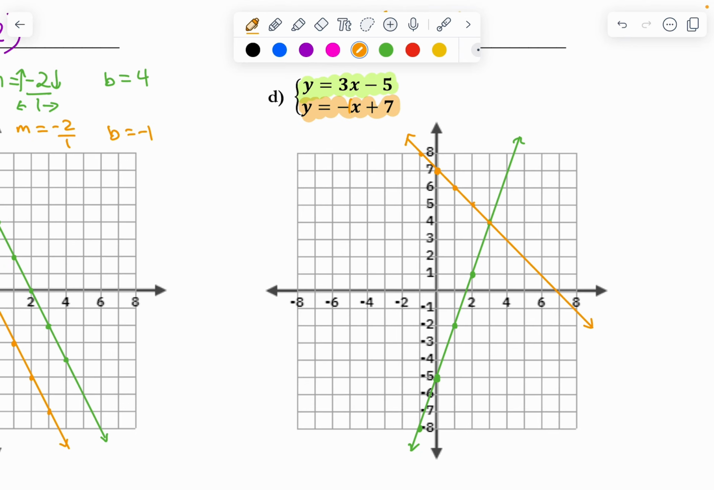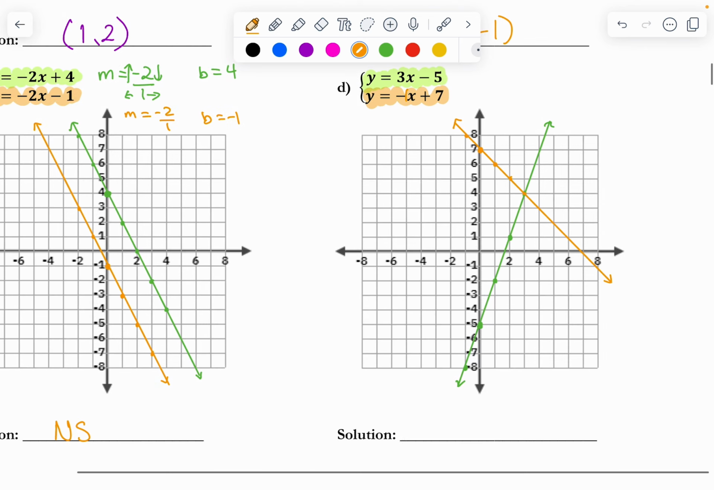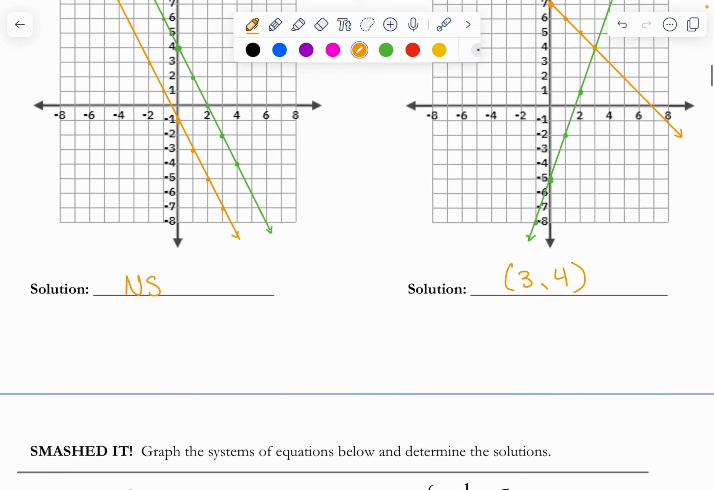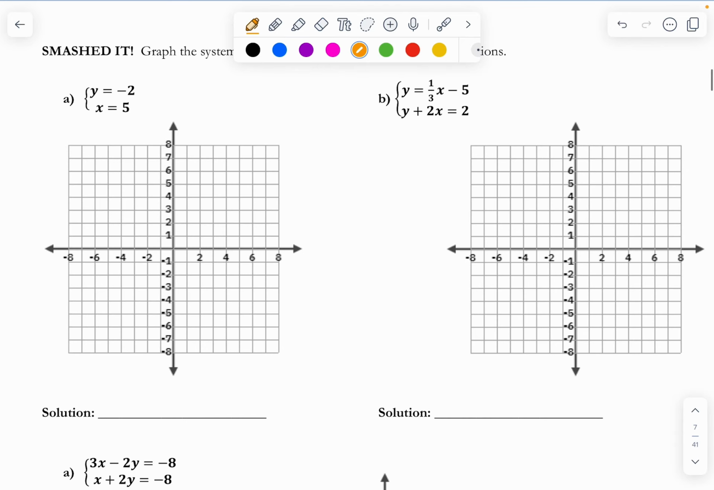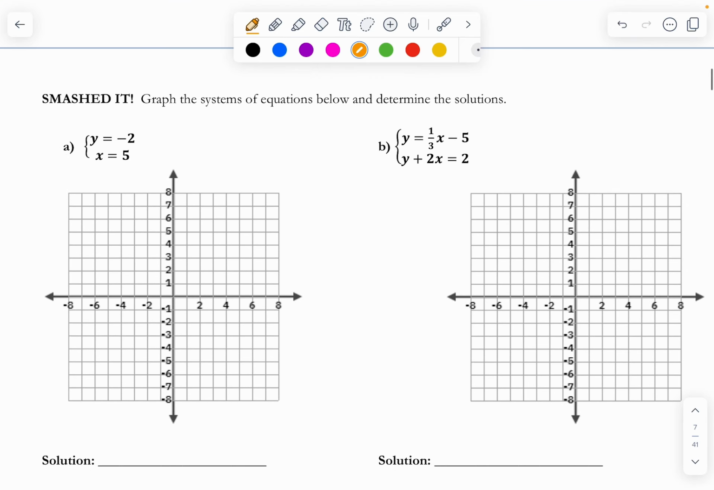But those points are where I can tell where they're going to cross. The lines don't really have to be straight as long as your points are good. I can tell that we're going to have a solution at (3, 4). Okay, perfect. Awesome. Now, this is where we slow down a little bit.